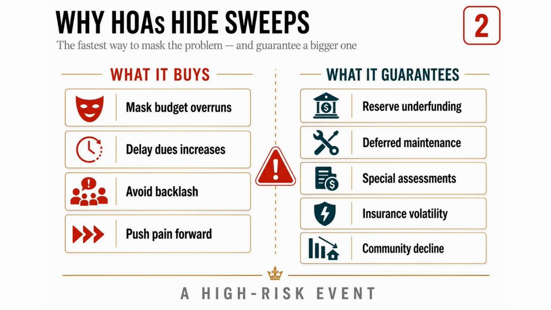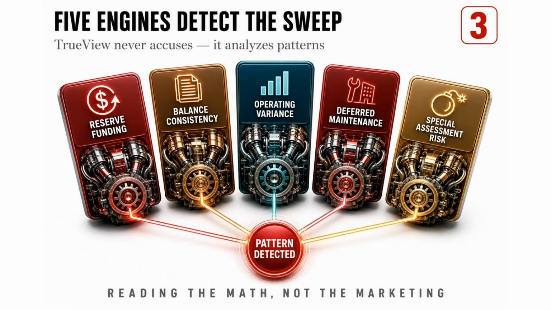Why do HOAs hide sweeps? Because sweeps are the fastest way to mask budget overruns, delay dues increases, avoid political backlash, and push financial pain into the future. But sweeps also guarantee reserve underfunding, deferred maintenance, special assessments, insurance volatility, and community decline. This is why TrueView treats sweeps as a high-risk event.